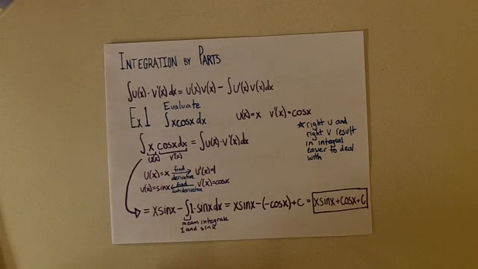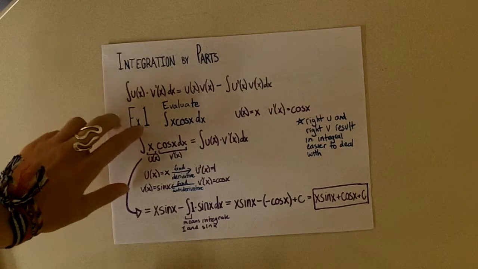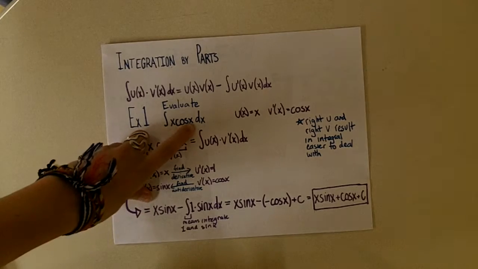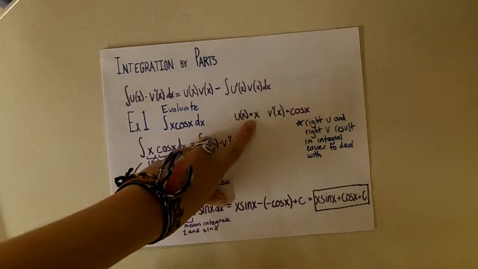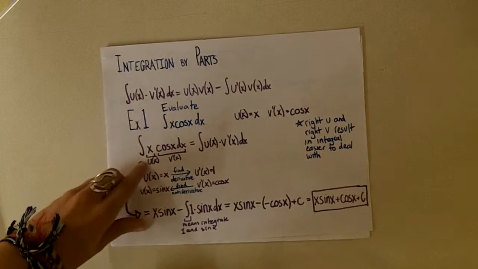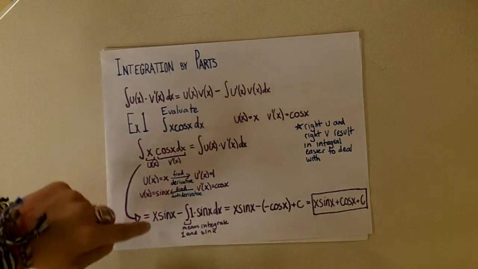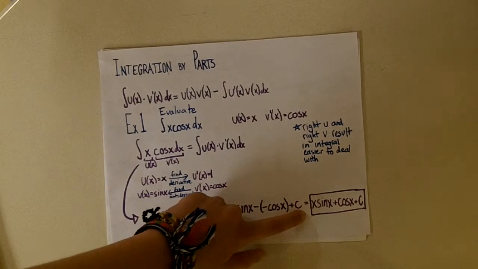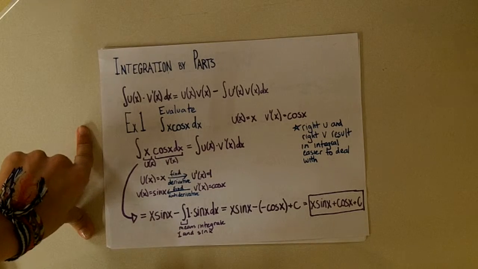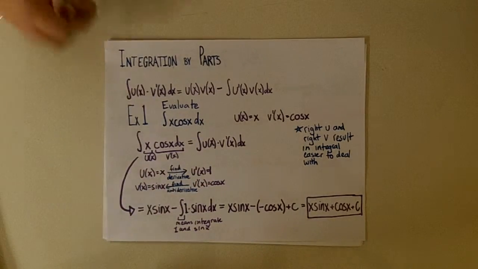So here we have integration by parts. You have this lengthy equation here. And so the first example that we have, you have to evaluate the integral of x cosine x. So u of x is going to equal x, and v prime of x is going to equal cosine x. And so then you plug it into the equation, and then you use the second half of the equation to find your answer here. To determine which is u and which is v, you want to have the integral that is easiest to deal with. So then you get the answer here.